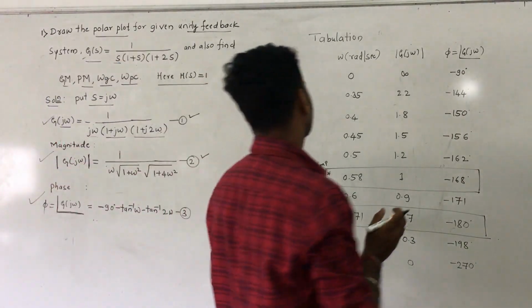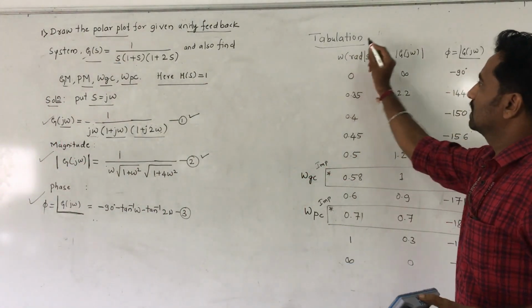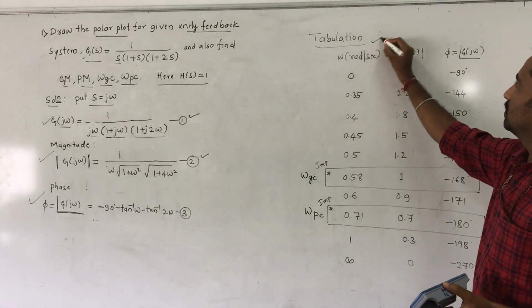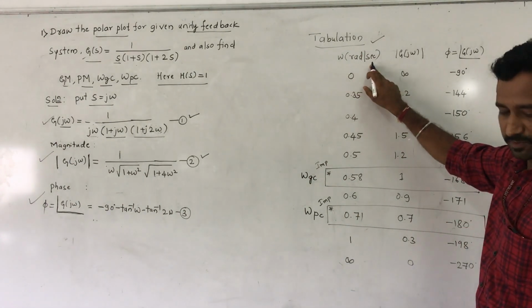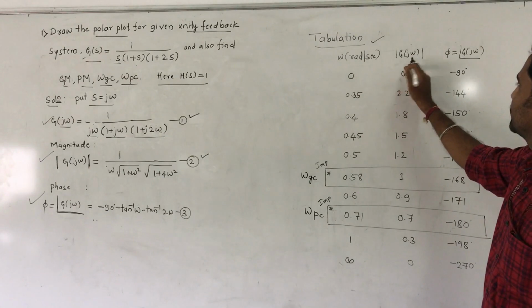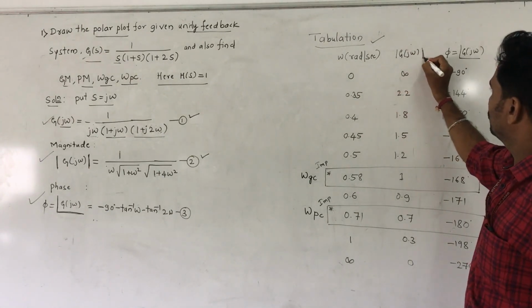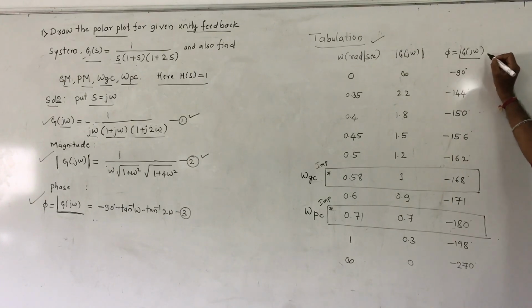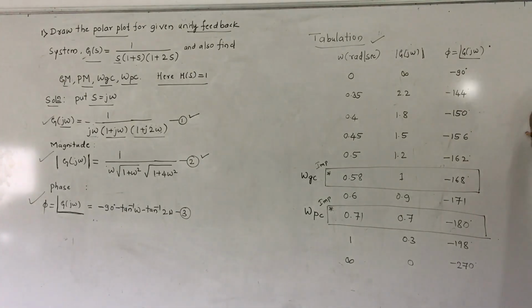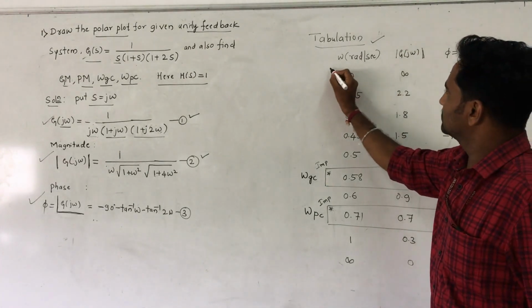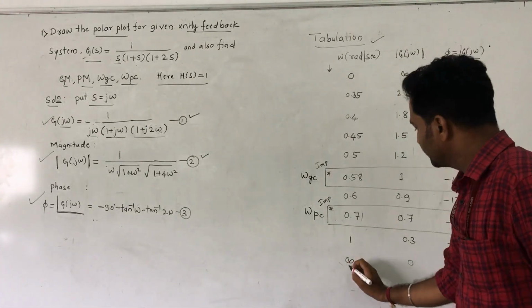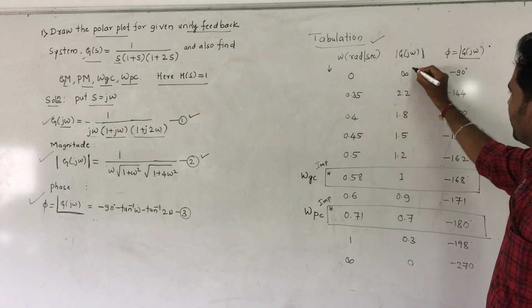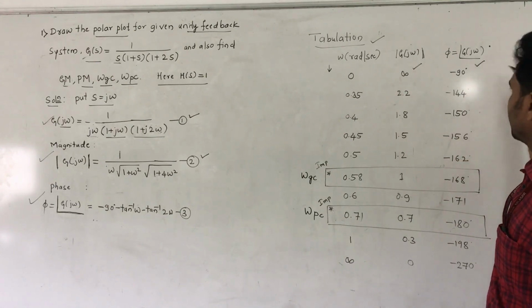The tabulation consists of 3 columns. Omega, which is in radians per second. Then magnitude, that is |G(j omega)|. Then the third column is phi, that is the angle of G(j omega), in terms of degrees, right? We need to vary the value of omega starting from 0 up to infinity, so you should get the magnitude and the corresponding angle also.